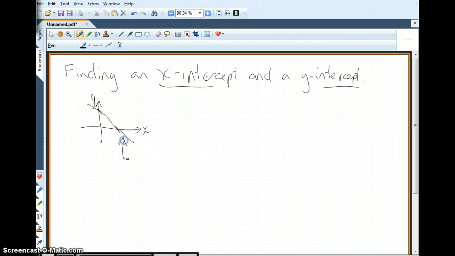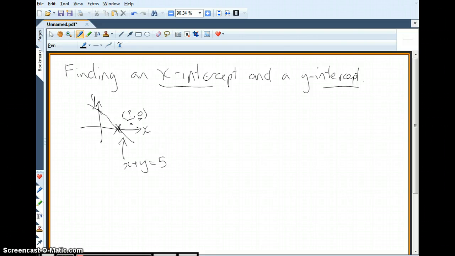This line could be the line x plus y equals 5. Okay, that could be an equation for a line. It's in a different format to what you're used to, but we can actually find the x-intercept and the y-intercept by knowing that this coordinate would have an x value, which we don't know, but the y coordinate would be 0. Okay, so that coordinate there has an x value, but the y coordinate is 0. Do you agree?